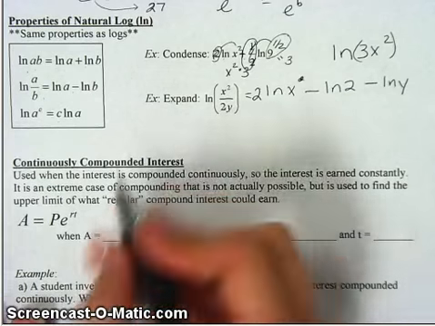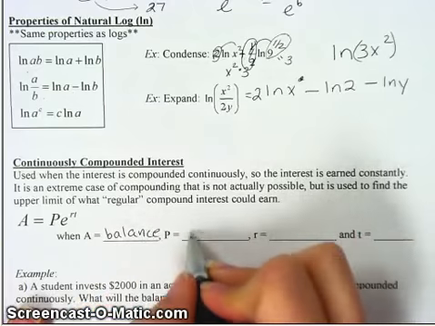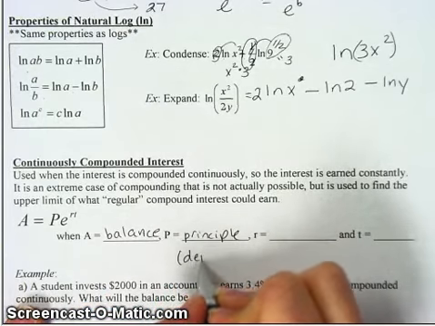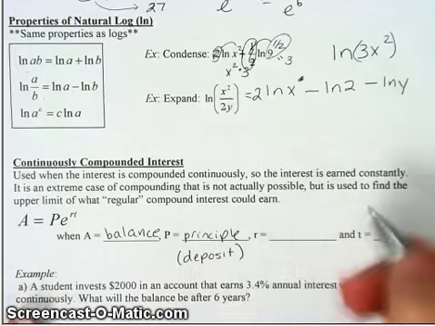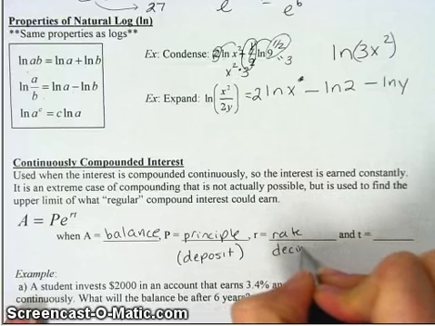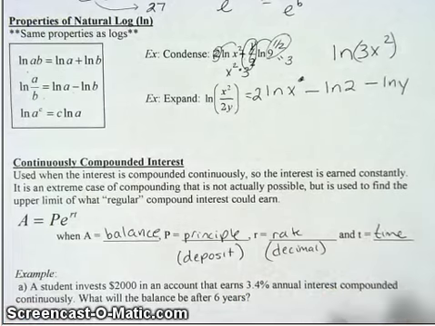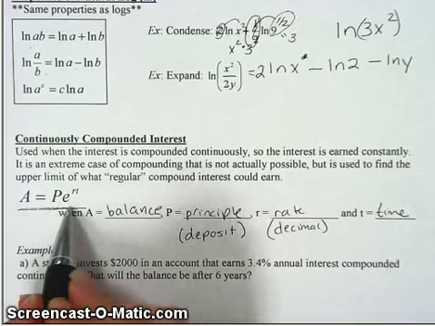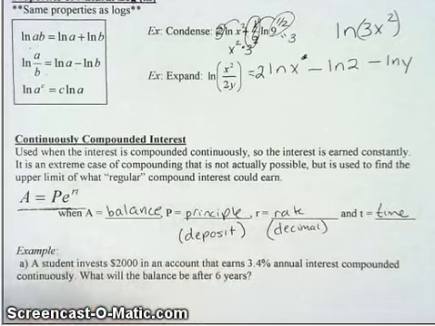So when we do this, A is the balance of your account. P is the principal, but it's also called the deposit. It's how much you put in, your initial deposit. R is the rate. Make sure you do it as a decimal. And T is time. Okay, so we're using the equation Pe to the rt. So A equals P times e raised to the power of rt.